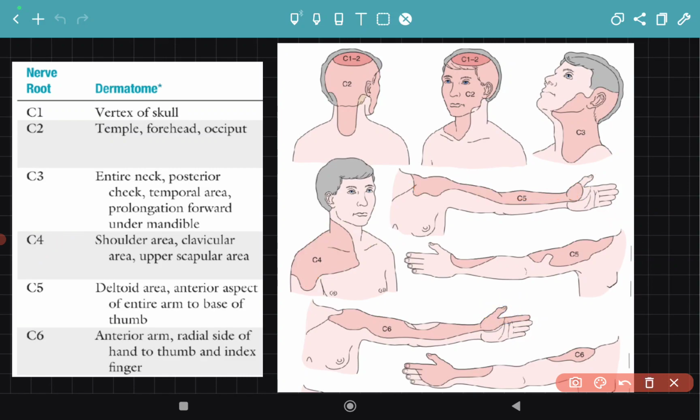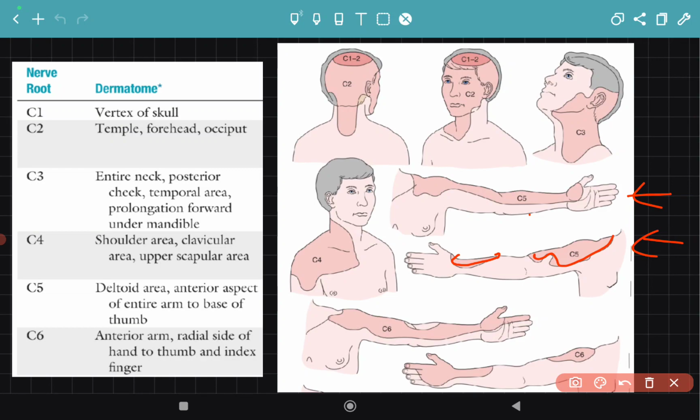As we have studied it earlier in detail, C6, C7 and C8, those three dermatomes. So C5 will end at the base of the thumb. Rest of the part will be covered by C6. This we can correlate with this diagram. So this is the anterior part, and posteriorly here the C5 is just extending at some part.